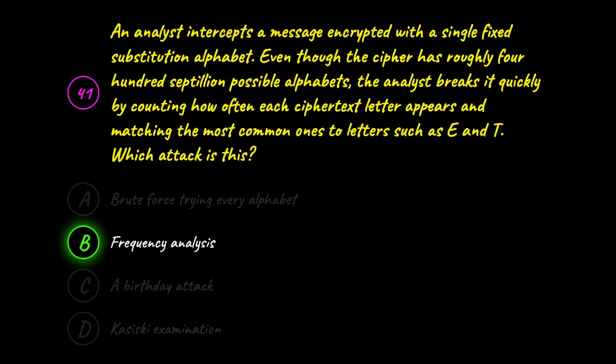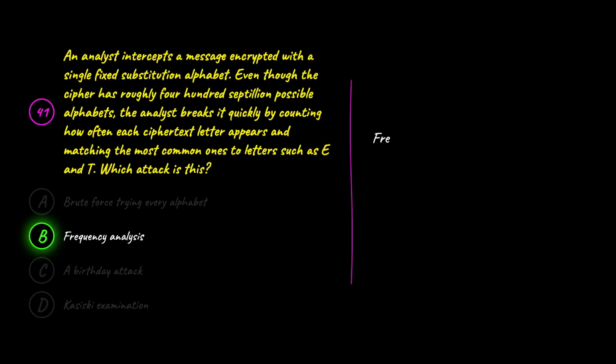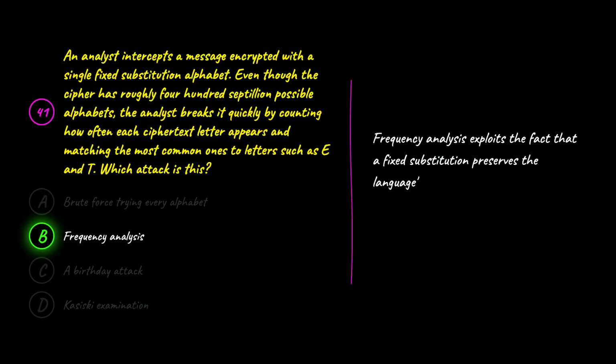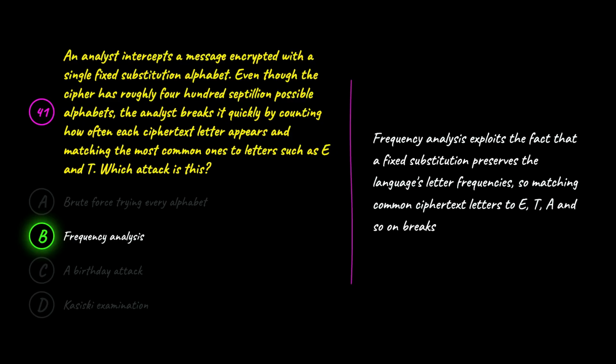The correct answer is B. Frequency analysis. B is correct because frequency analysis exploits the fact that a fixed substitution preserves the language's letter frequencies. So matching common ciphertext letters to E, T, and so on breaks the cipher quickly. The enormous key space does not help because the statistics leak straight through.